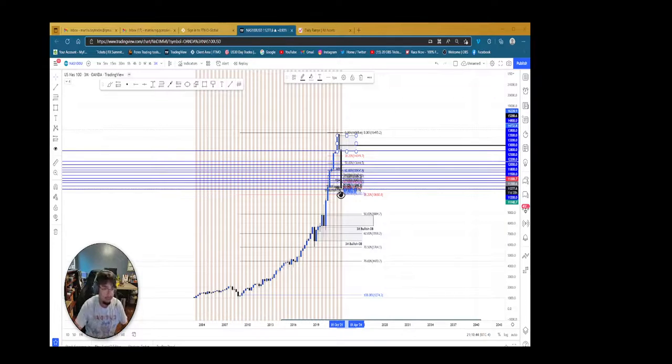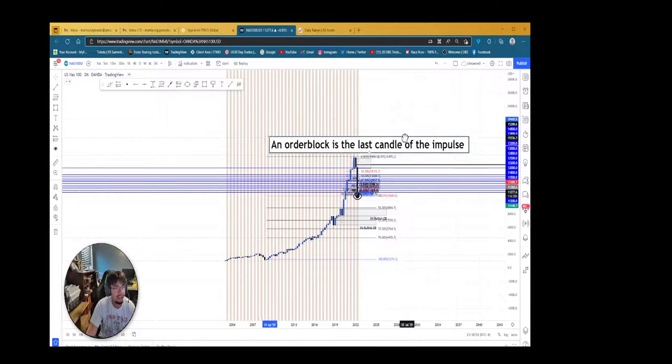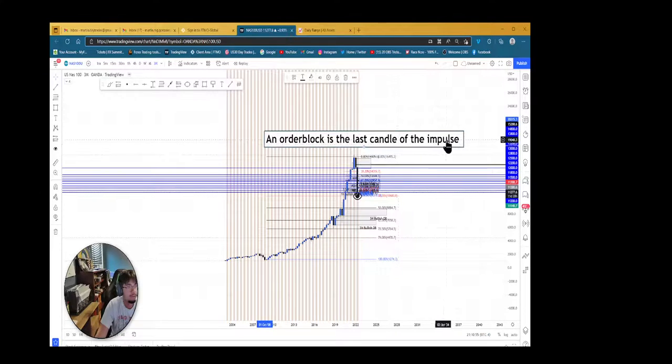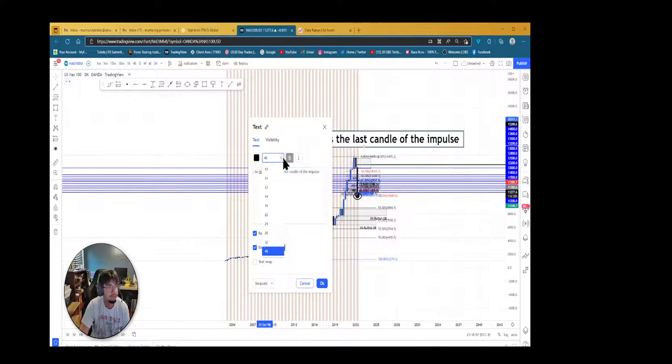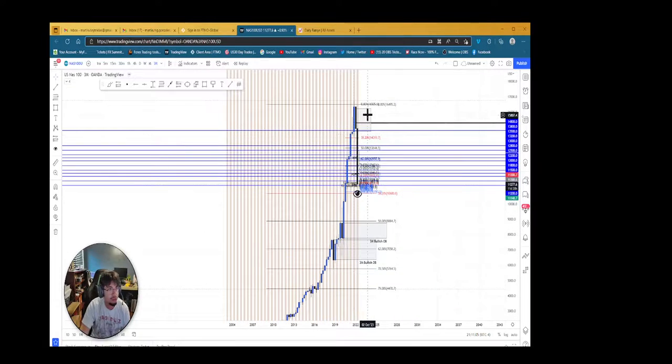So I just finished typing what an order block is, and I just want to scroll down and bring it up just so you guys can see that an order block is the last candle of the impulse. So I want to show you guys this one I just drew out. There's this impulse that happened all the way up here. It's the last candle on the impulse.